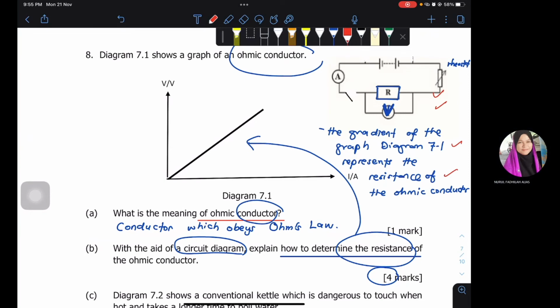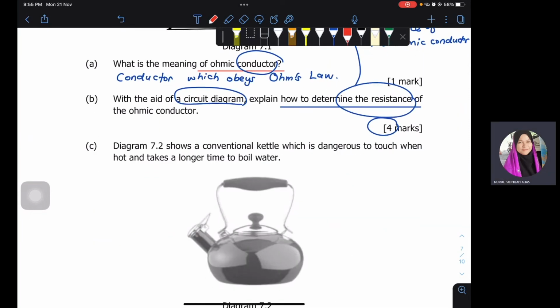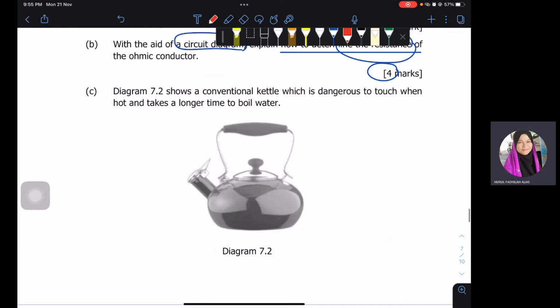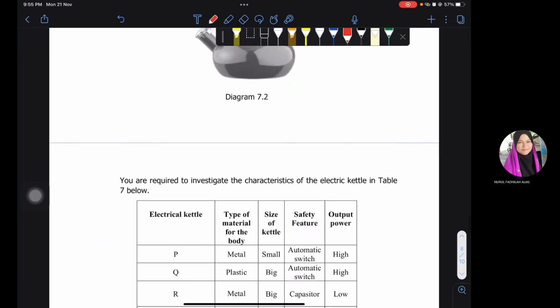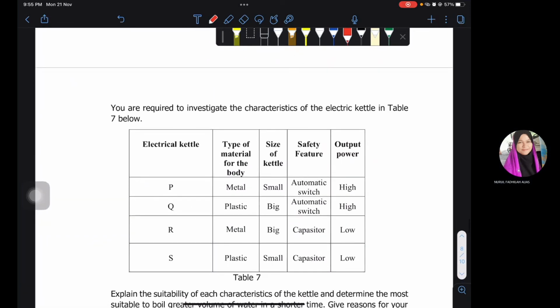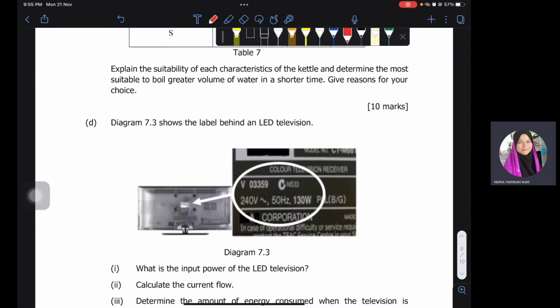about 4 marks. Okay, see, diagram 7.2 shows a conventional kettle which is dangerous to touch when hot and takes a longer time to boil. Okay, electric kettle. Okay, ni tak apalah, boleh buat kemudian.